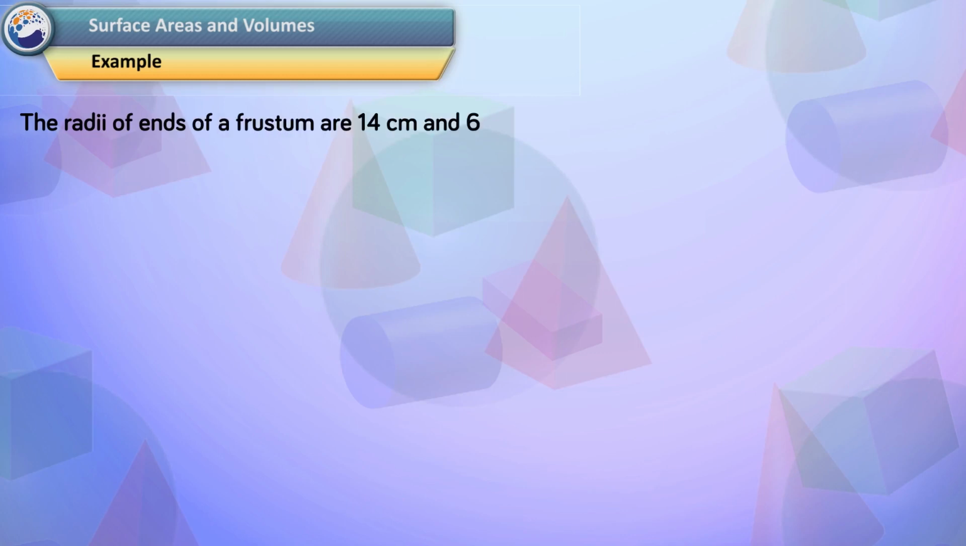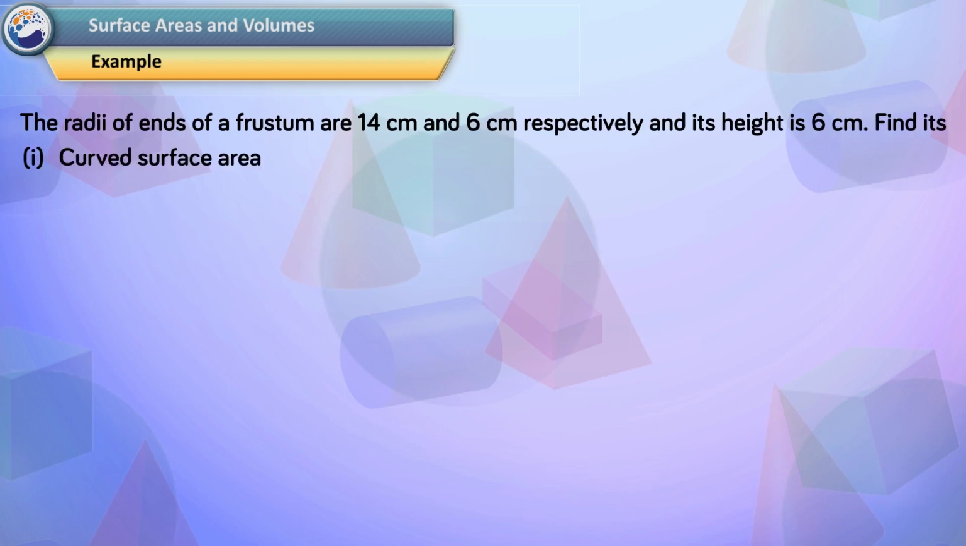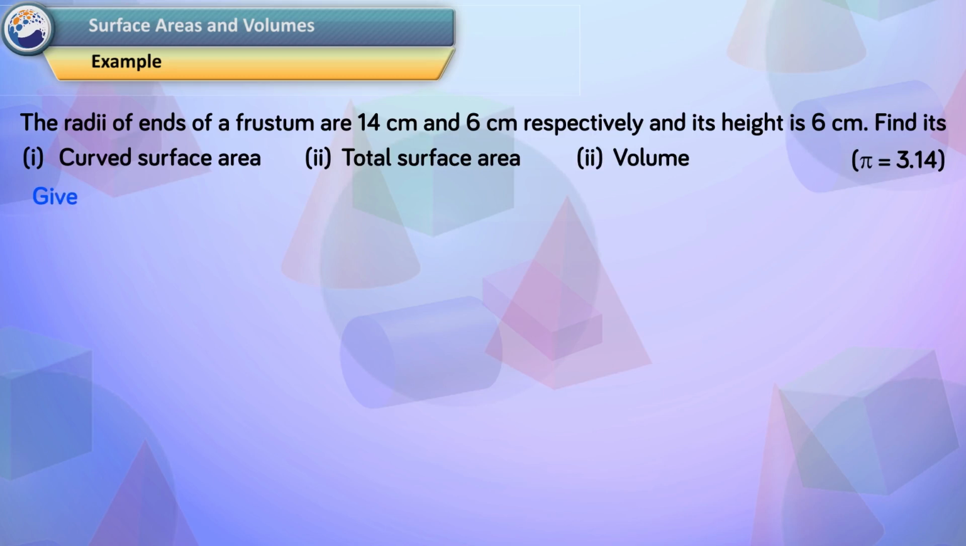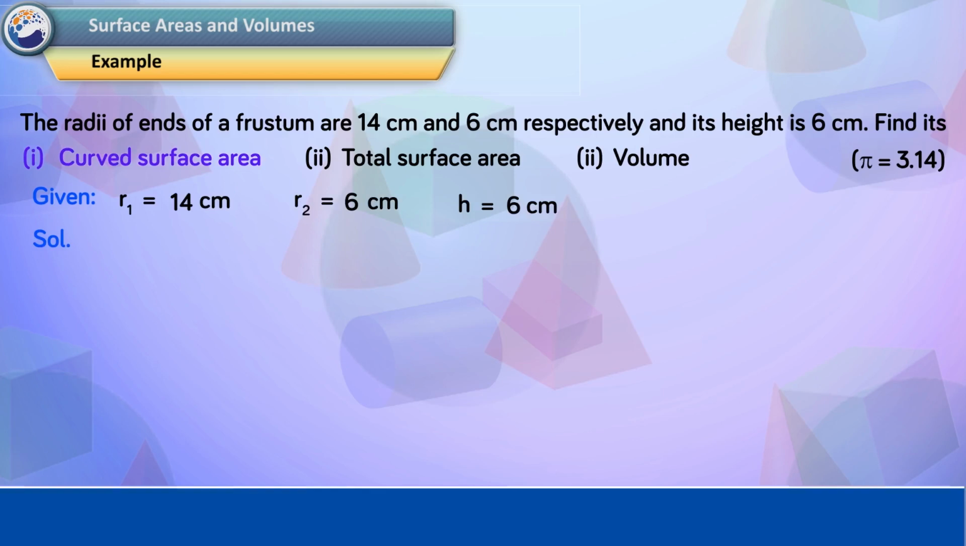Example: the radii of the ends of a frustum are 14 cm and 6 cm respectively, and its height is 6 cm. Find its 1. Curved surface area, 2. Total surface area, 3. Volume. Take π = 3.14. Given R1 = 14 cm, R2 = 6 cm, h = 6 cm. Solution: 1. Curved surface area.